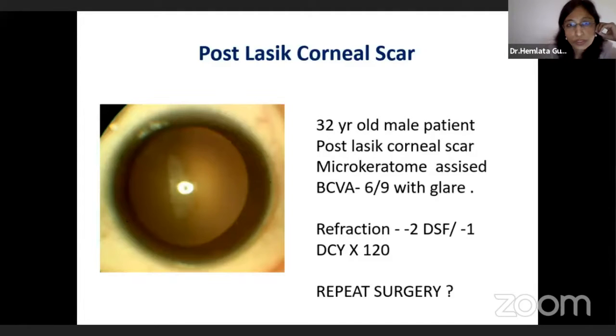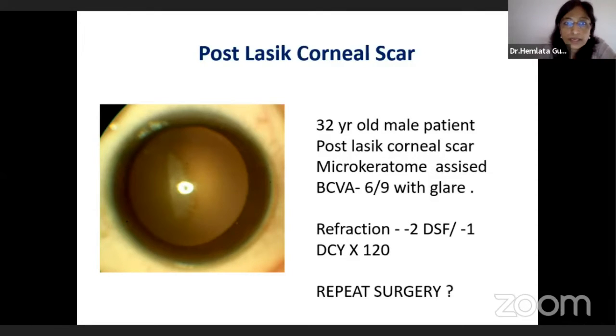So I'll just show you a clinical case. This was a 32-year-old male patient who presented to us with a post-LASIK corneal scar. LASIK was done somewhere else, so we didn't know the depth of the scar or what kind of keratome was used. And the patient had a refractive error of -2 diopters with -1 cylinder.